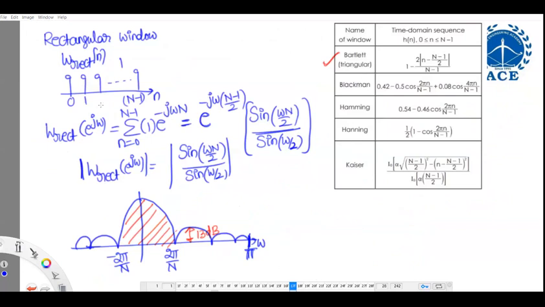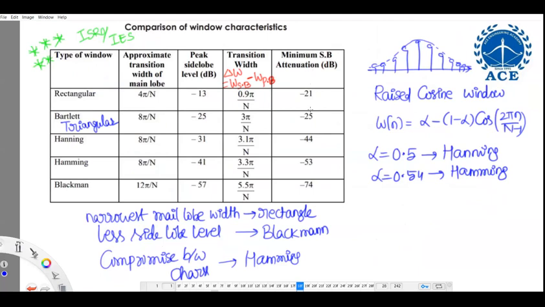So many windows we have taken. We have done comparison here. In this table, which window has the least side lobe level? Rectangle, correct or not? Sorry. Which window has less main lobe width? Rectangle. Which window has less side lobe level? Minus 57. Compromising between the two characteristics, which window can we go for? Hamming. Yes. That is what a window means.